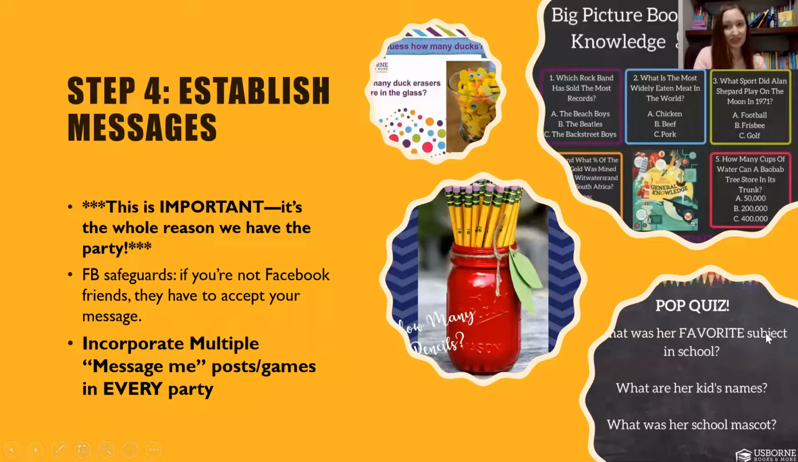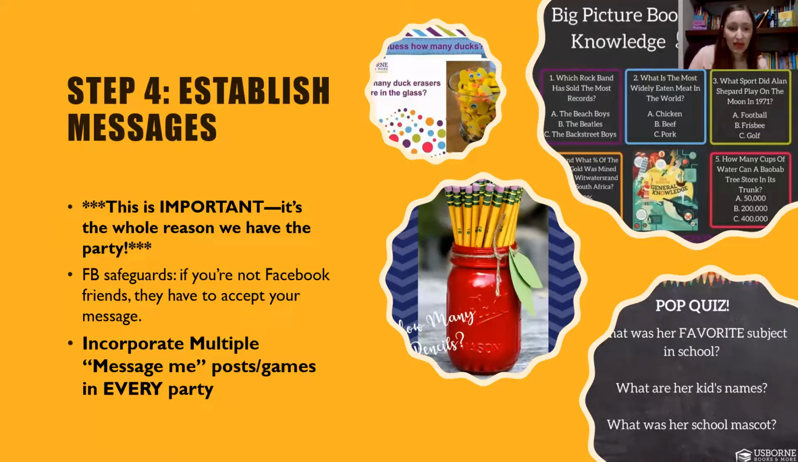Okay, next is establishing messages. This is the most important part of your party. This is actually the reason we have the party, so that we can get in touch with your hostess's guests. So there are two main things that we do to do this.